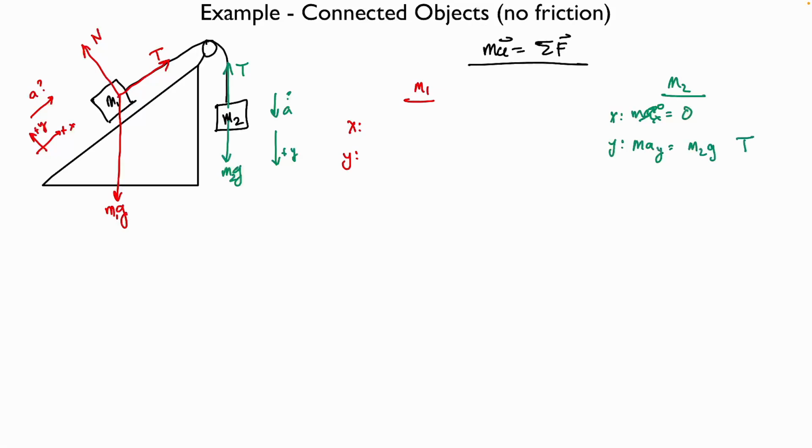m_2 g and T. Very carefully tell me what direction is m_2 g pointing, positive or negative? Positive. Why is it positive? It's pointing down, and we said that down was the positive direction. Which way is T pointing, positive or negative? Negative. Notice I didn't ask you which way is it pointing, up or down, right? Positive or negative. It's pointing in the negative direction because the positive y direction is pointed down.